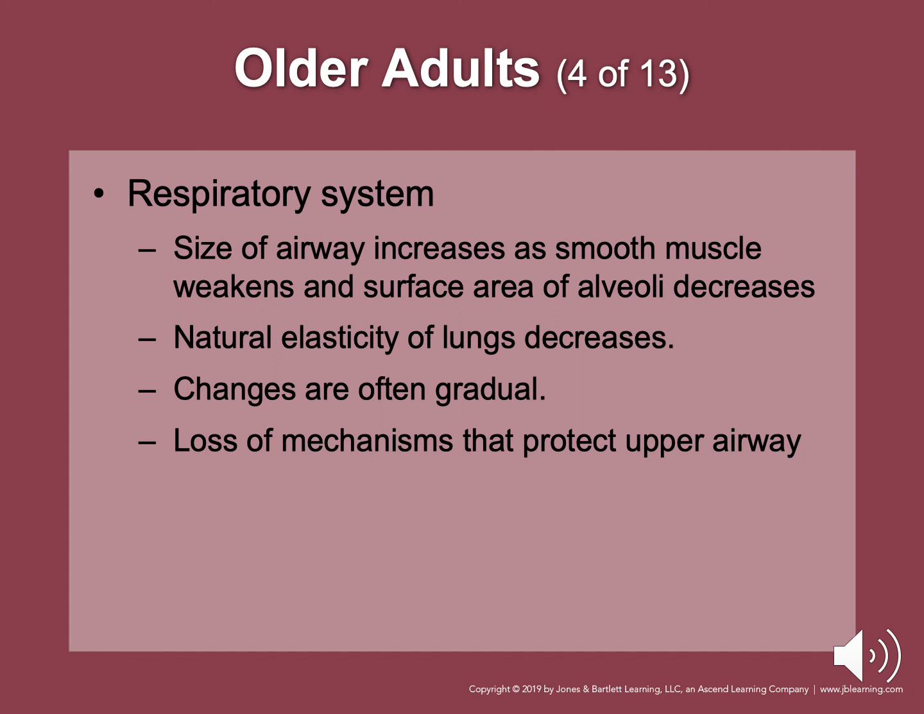Changes are often gradual and go unnoticed until a severe life-threatening condition does occur. There is a gradual loss of mechanisms that protect the upper airway, and a decreased ability to clear secretions. The number of cilia that line the airways diminishes, so there is less sensation and responsiveness when the structures of the upper airway are invaded. So aspiration and obstruction become more likely.